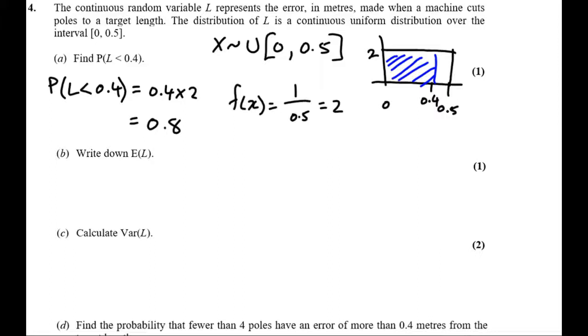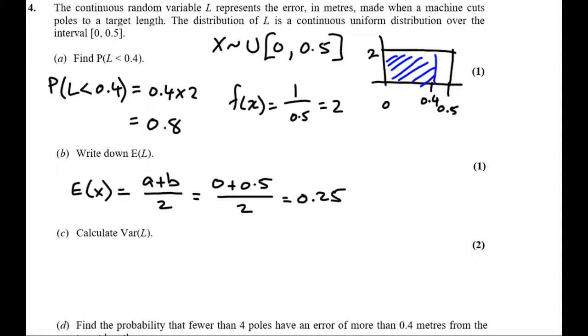Part B, the expectation of L. The expectation of a continuous random variable will always be the midpoint of A and B, the midpoint of the smallest and the largest values. More formally, it's going to be A plus B divided by 2. 0 plus 0.5 divided by 2, 0.25. Moving on to the variance of L.